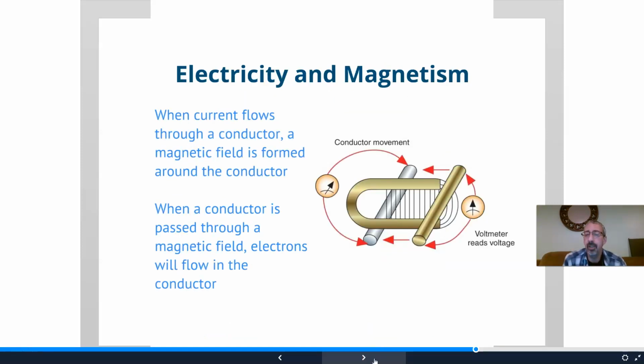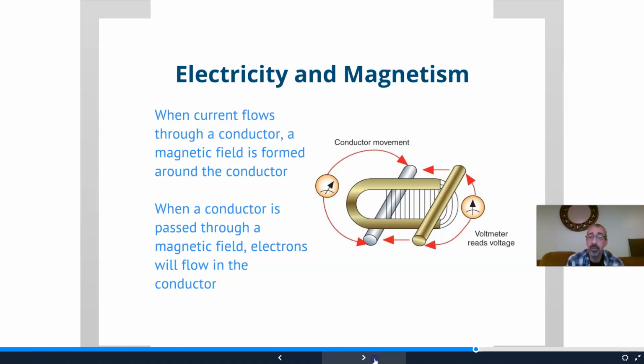So we have a relationship that is always there. Nature made it this way. When a current flows through a conductor, there's a magnetic field that's formed around the conductor. I'll show that to you in a video.